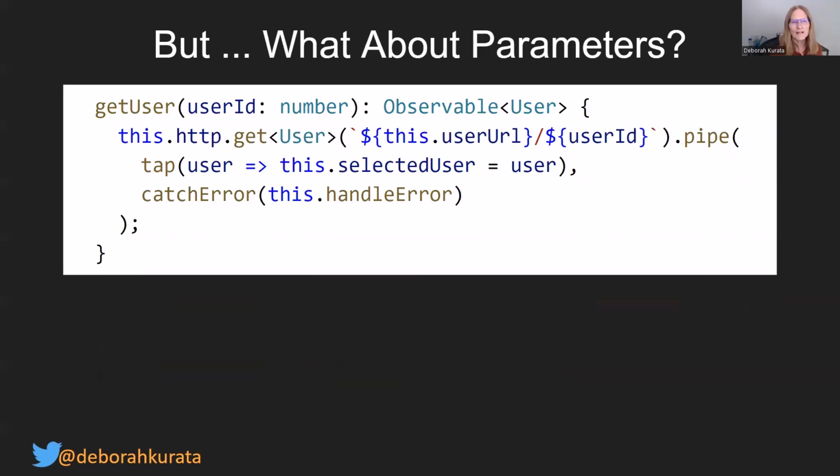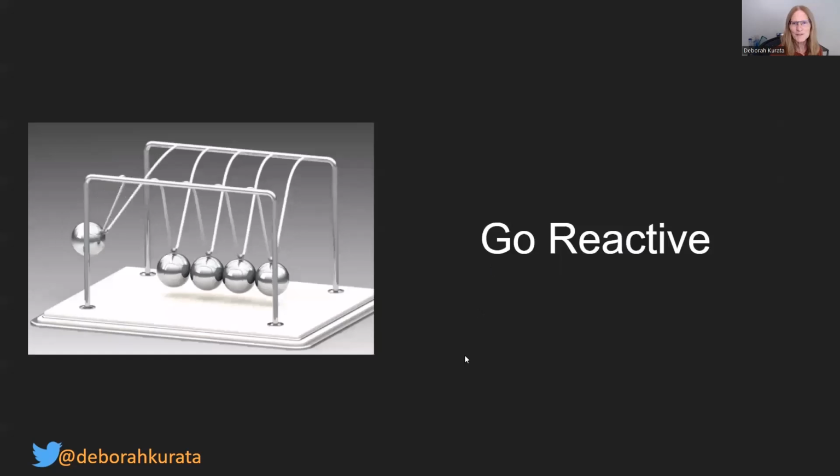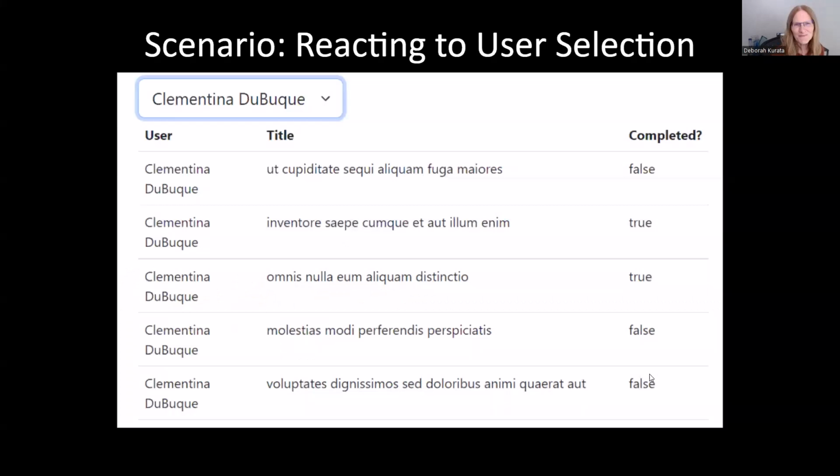As soon as I start talking about using a declarative approach, the first question I get is, but Deborah, what about parameters? I need to do it as a function because I need to be able to pass parameters in that I can then use as parameters to my HTTP GET. How am I going to do that if I do it declaratively? And the answer to that is go reactive. What do I mean by that?